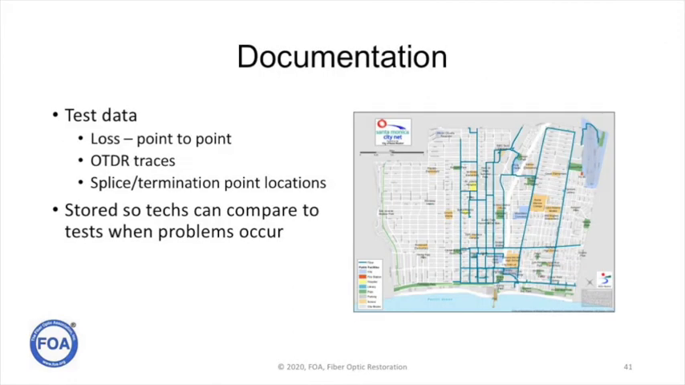Test data, including end-to-end loss and OTDR traces, will allow you to determine what has changed in the cable plant and will allow you to determine where problems are. Splice and termination point locations are important because you can look at an OTDR trace and see something, but it may be far enough away that the location is uncertain. If you can locate it with regards to a splice or termination point, you can more accurately find where the problem is.